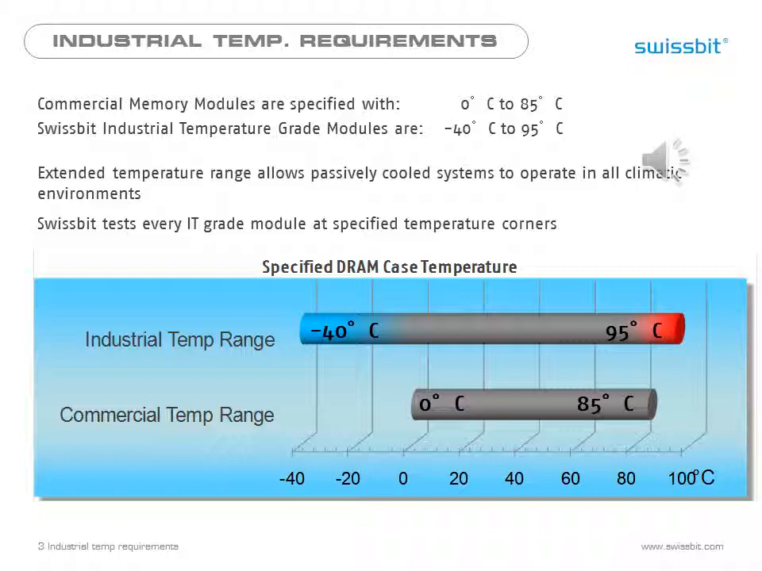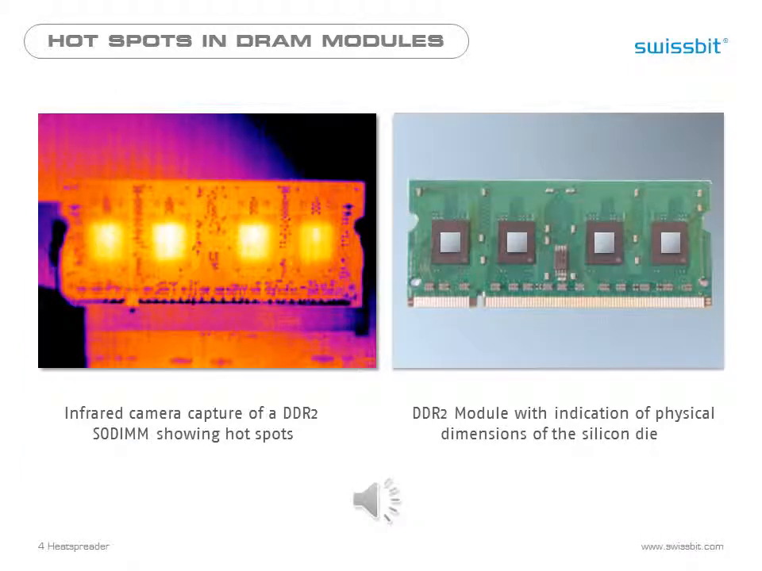Swissbit tests each individual one of those modules at both low and high temperature corners in order to guarantee a reliable function. The case temperature of the DRAM package depends very much on the heat dissipation through the module PCB, the socket, and the surrounding air. Air is a good thermal isolator if you don't have any airflow, a condition that occurs quite often in fanless embedded systems. Unfortunately, today's DRAM chips have very small die sizes, often much smaller than the actual package.